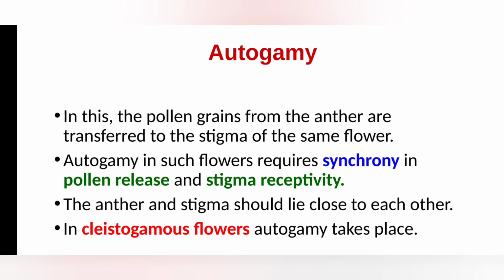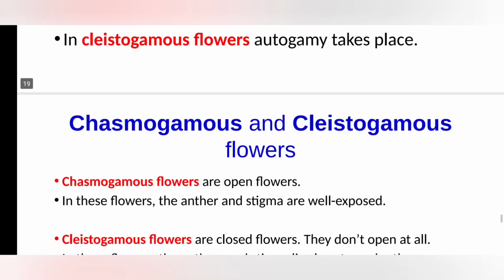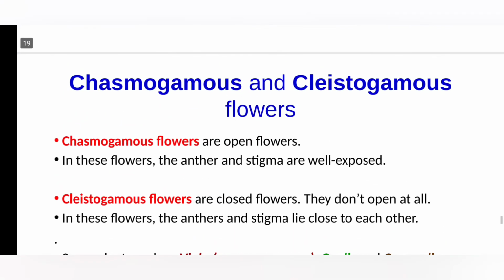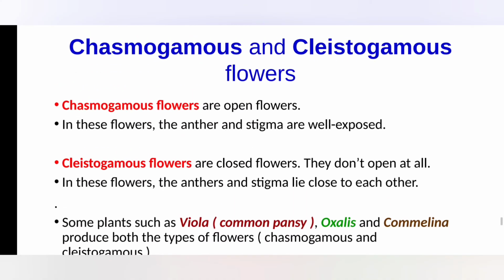In cleistogamous flowers, autogamy takes place. In what kind of flowers does autogamy take place? Cleistogamous flowers. Now let us learn what is meant by cleistogamous flowers. Chasmogamous and cleistogamous flowers. What is meant by chasmogamous and cleistogamous flowers?